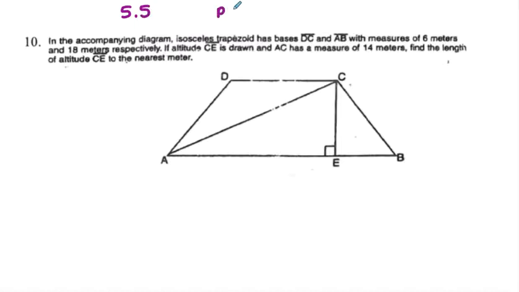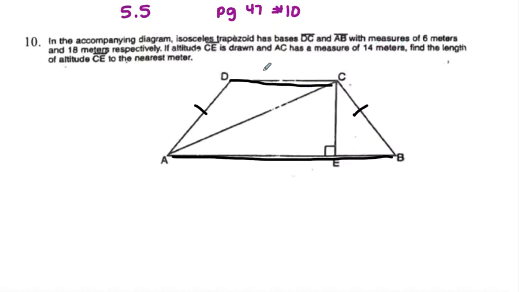This question is on page 47, number 10. Hopefully you can see it, but you have it on your page. In the accompanying diagram, isosceles trapezoid has bases DC and AB. So as soon as I know that these are the bases, then I know it's isosceles. I'm going to mark that congruent. It says with measures of 6 and 18, so 6 and 18 respectively.